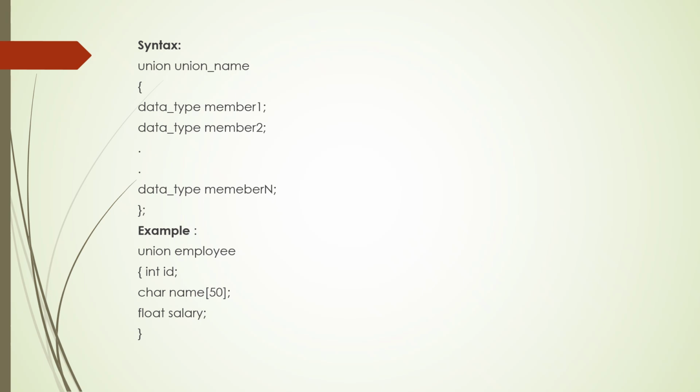See the example. We define a union named employee. It has three members: ID, name, and salary. These represent different attributes of an employee. Even though it looks similar to a structure, the important thing to remember is that all these members share the same memory space. So, if we assign a value to ID, then assign a value to name, the previous value stored in ID may be overwritten. This example helps us understand how unions behave differently compared to structures.